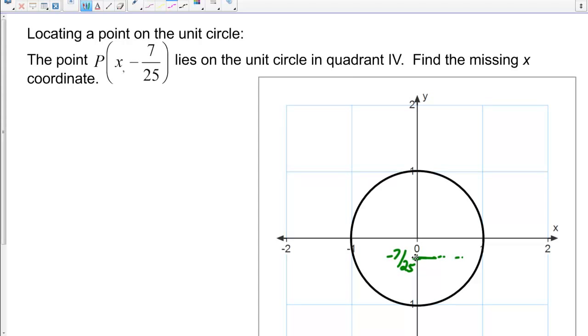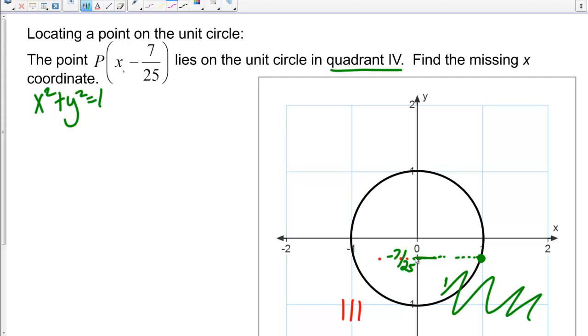Okay. And our point lies in the 4th quadrant, which is over here. So this is our point, right? If they had said it lied in the 3rd quadrant, we would have been over here and extended this way. But we are in fact in the 4th quadrant, so this is our point. All right, so again, this needs to satisfy our equation, x squared plus y squared equals 1. We know that y is negative 7/25, so we're going to plug that in.